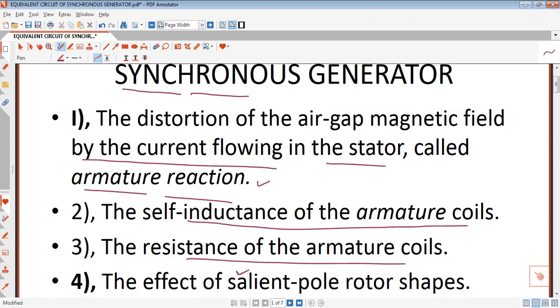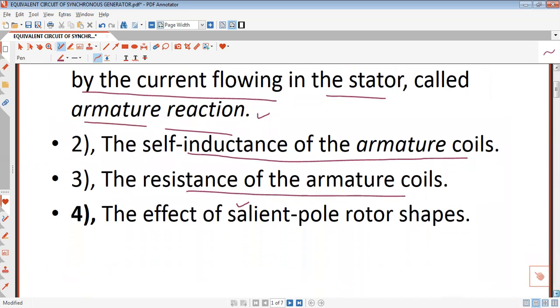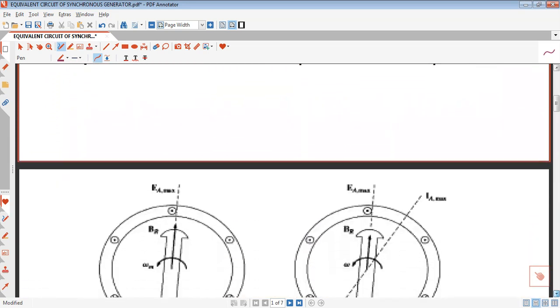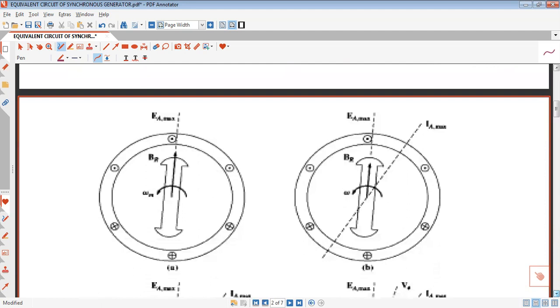Saliency is also an important part that we have to consider, but for simplicity at present I am ignoring the salient nature, because in a salient pole the pole is projecting outside. Here we consider the non-salient pole, meaning the rotor is a cylindrical type rotor. So to design this, let us consider the following circuit diagram.